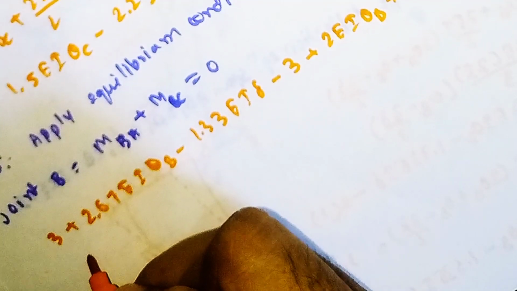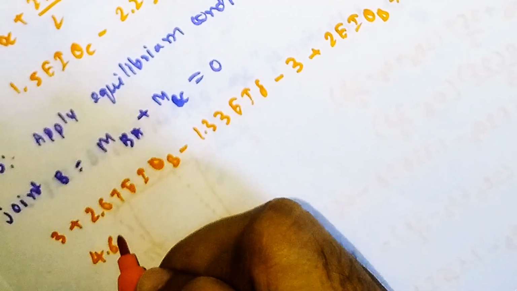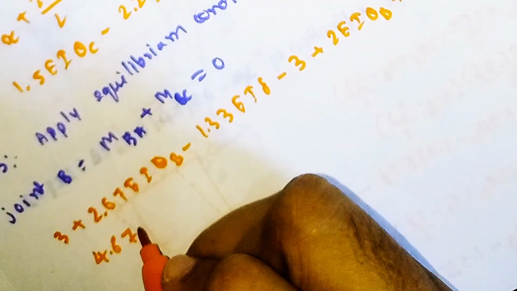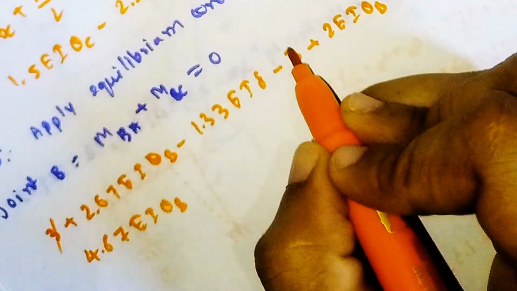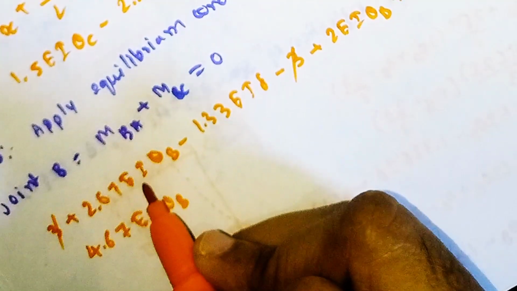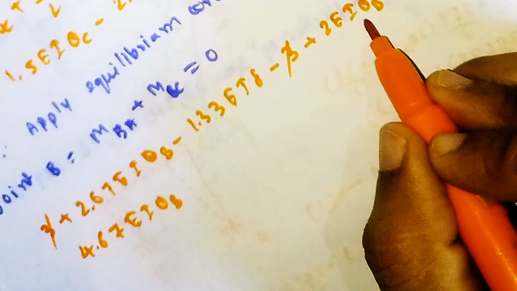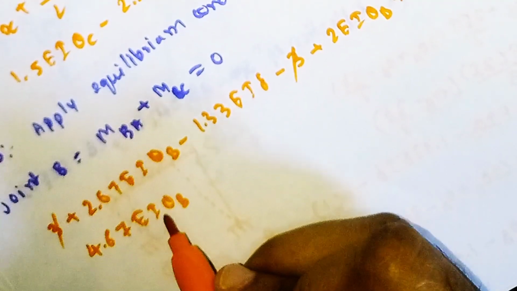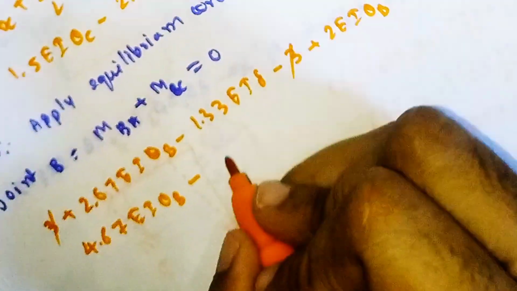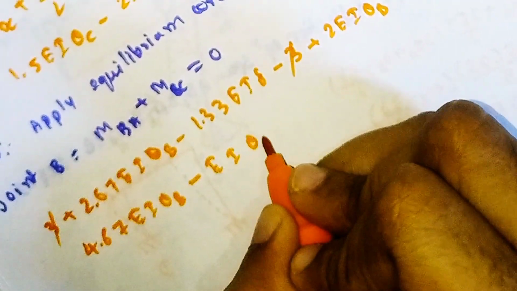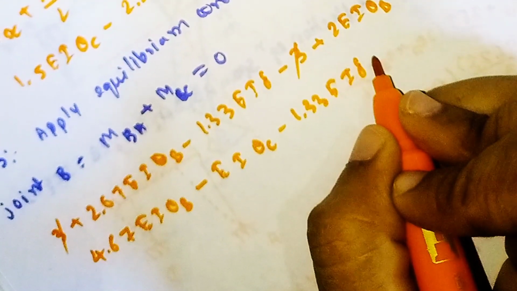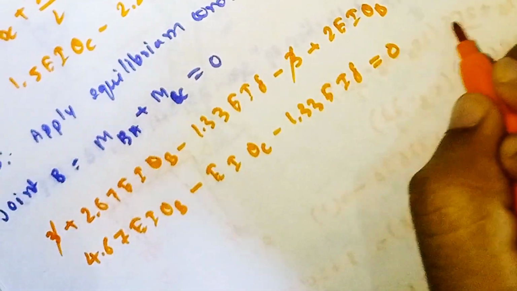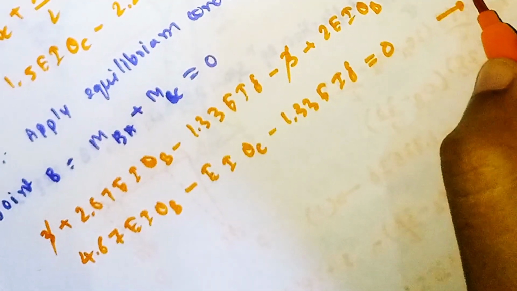Now simplify this. The plus 3 and minus 3 will get cancelled. 2.67 EI theta B plus 2 EI theta B becomes 4.67 EI theta B. Then minus EI theta C minus 1.33 EI delta, keep it as it is, is equal to 0. Call this equation number 1.